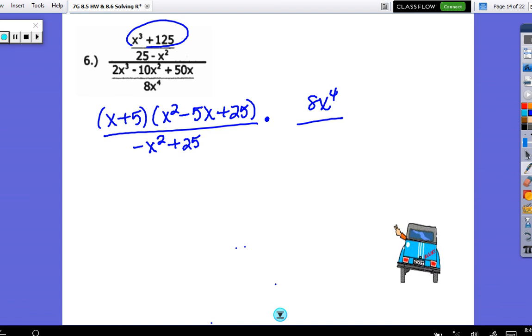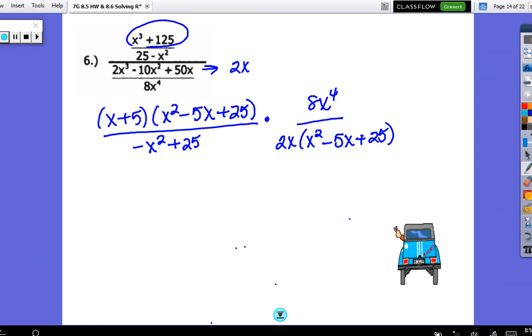Here I see that I can pull out a 2x. So I'm going to go ahead and do that. So 2x leaves me with x squared minus 5x plus 25. Oh, look at that. I got a common factor with that trinomial. I know I'm going to get rid of that. If you like to, you could go ahead and simplify that to make the problem a little bit easier. Less things to write down.